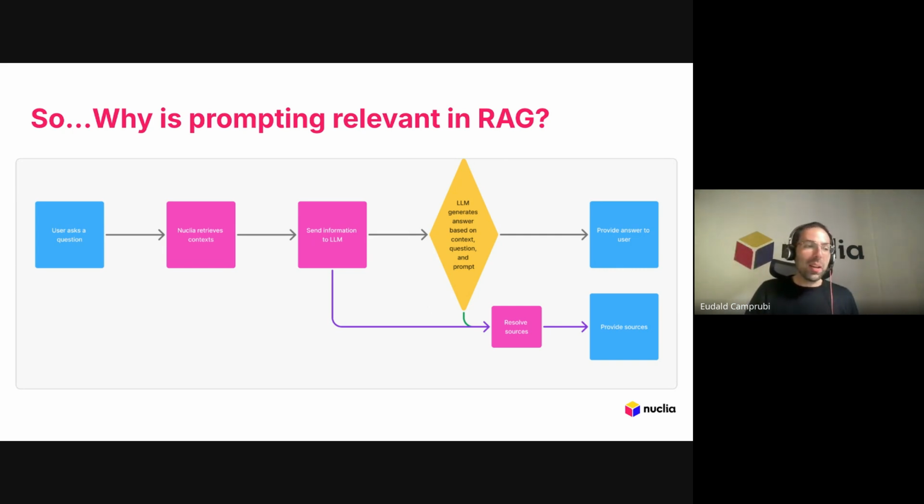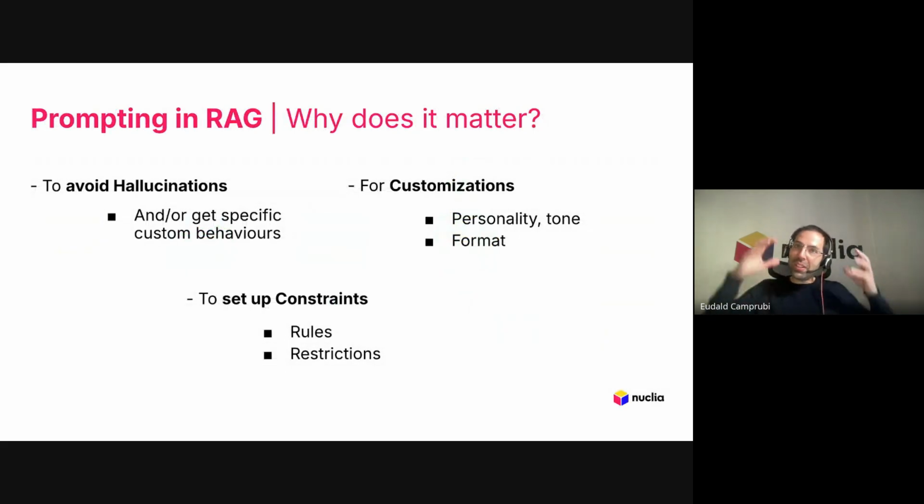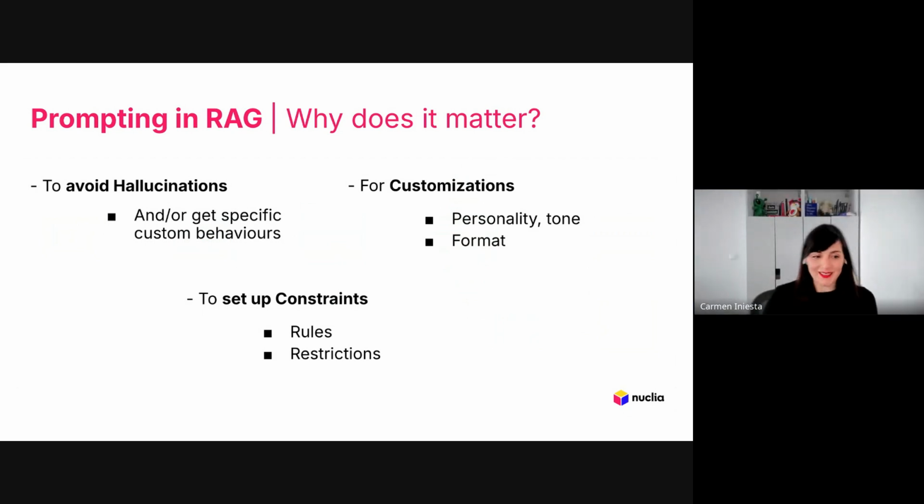Now that we understand a bit better where the prompt takes place in a RAG pipeline, maybe Carmen, I would like to start by asking you why it matters. Now we understand where the prompt is placed, but why does it matter to have the right prompt? Well, I'm glad you asked this question.